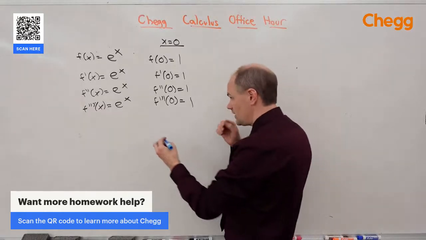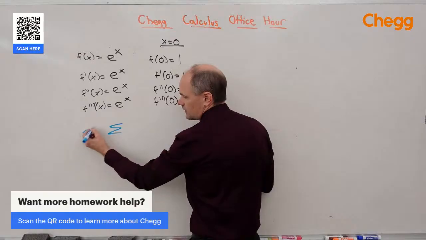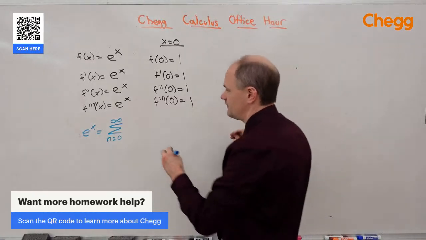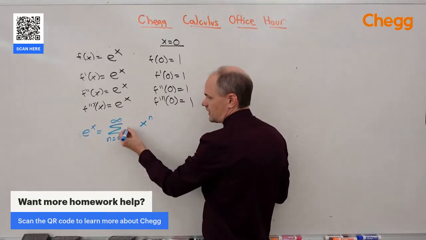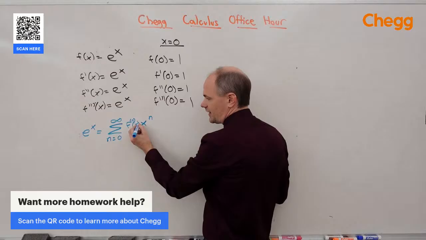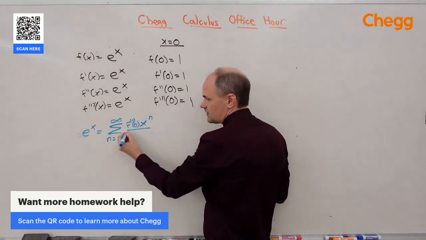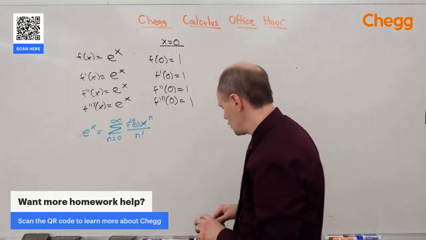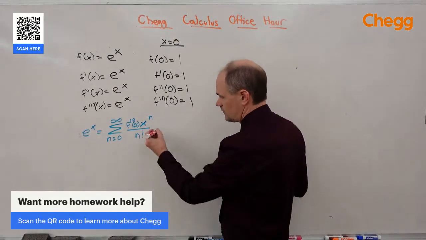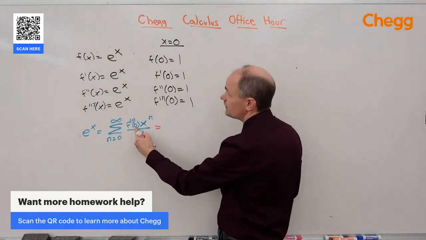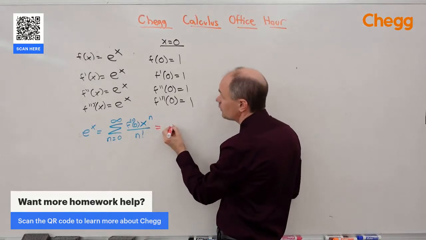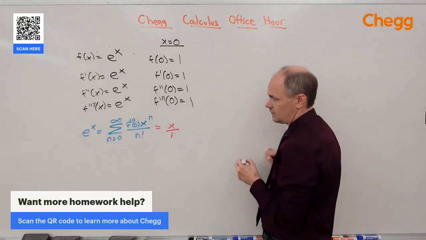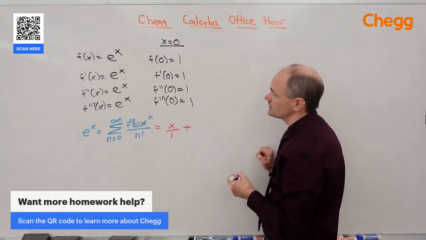The idea of the Taylor series, though, is the function e to the x is equal to the sum as n goes from 0 to infinity of x to the n times f sub n of the center, so in our case the center is 0, divided by n factorial. So in our case, what that's going to be is the 0th derivative at 0 was 1 times x to the first, which is x, over 0 factorial, which is 1.